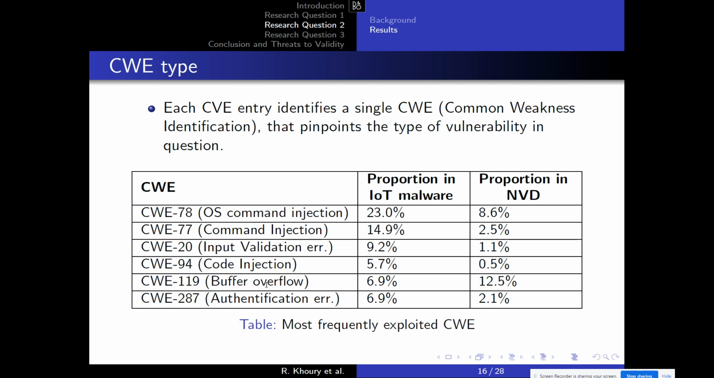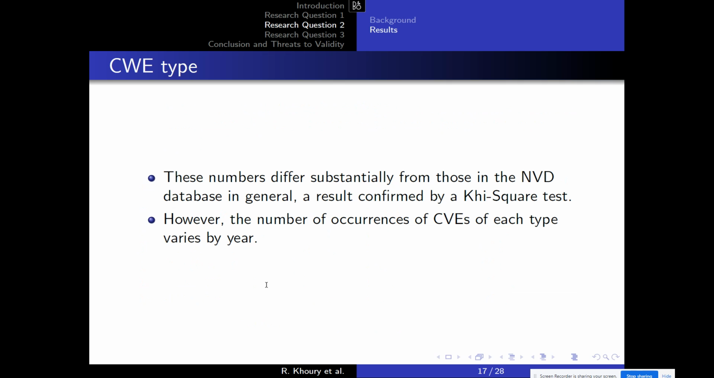This is also interesting because aside from exploiting vulnerabilities, the other preferred attack vector for IoT malware is credential attacks. And again, we use the chi-square test to ascertain the statistical validity of these results.